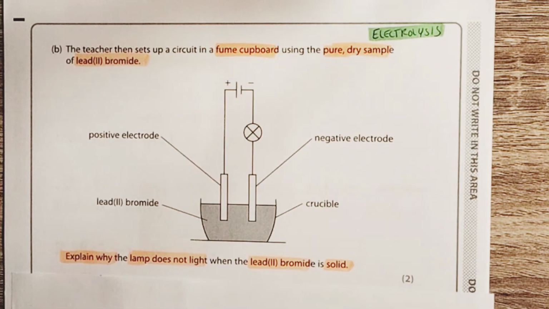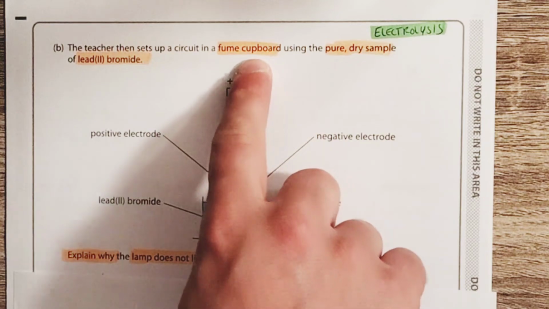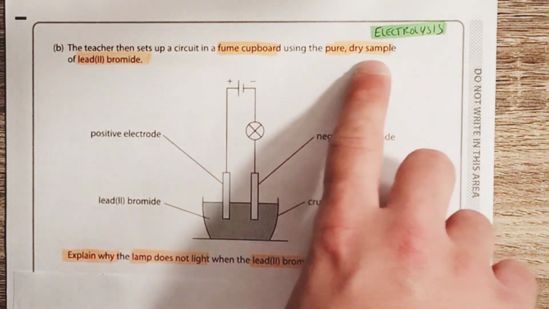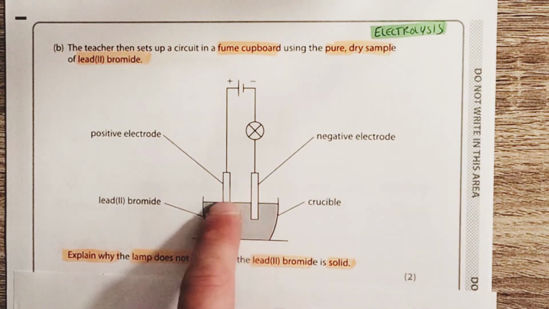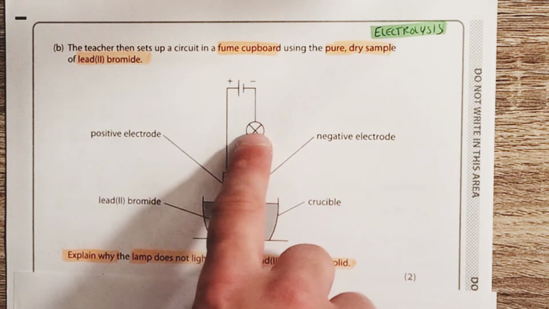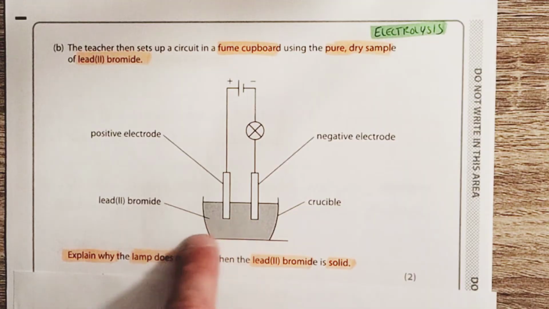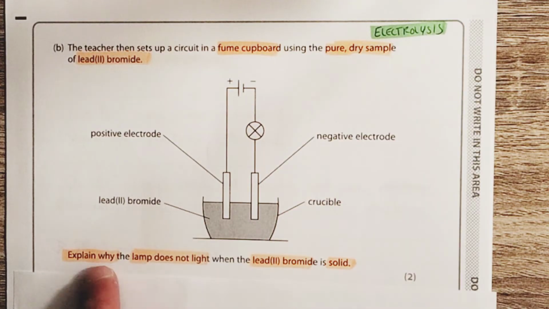Next, the question transitions into electrolysis territory. The teacher sets up a circuit in a fume hood, a fume cupboard, of pure dry lead bromide solid, and they connect some electrodes to a battery and to a bulb and stick those electrodes into our solid in a crucible. Explain why the lamp would not light when they placed it simply into the solid lead bromide.